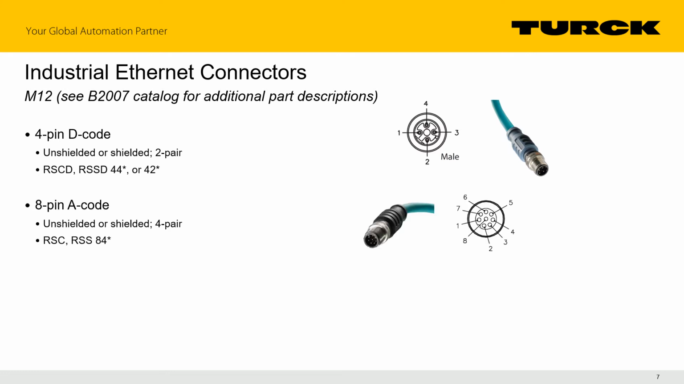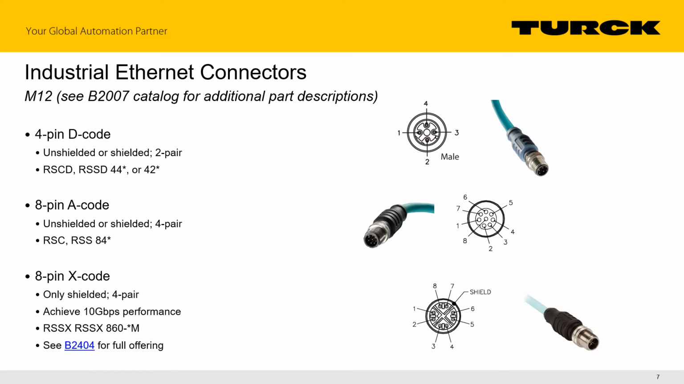The 8-pin A-code M12 fits up to 4 pairs and is also suitable for Cat5e communication. A male connector part number would start with either RSC for unshielded or RSS for shielded. The type numbers commonly used with the 8-pin A-code start with an 84.